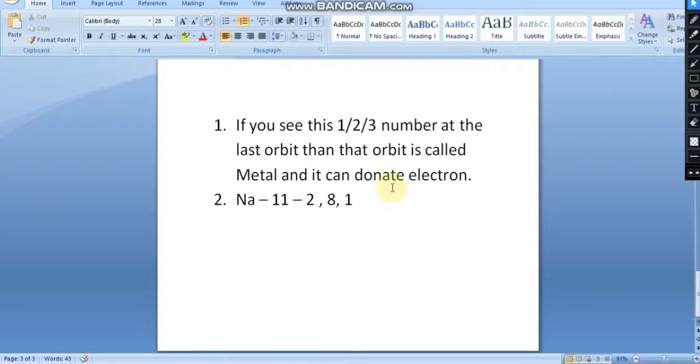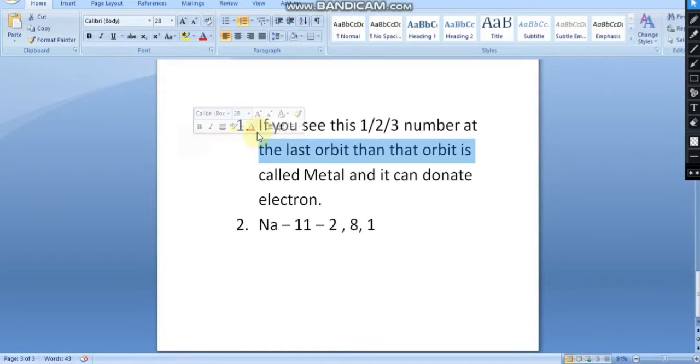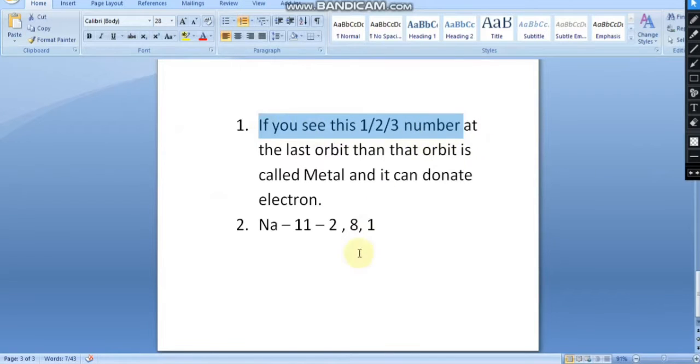Now, friends, from our given statement we have learned that the first orbit is 2, the second orbit is 8, and the last orbit is 1. And this last orbit of 1 is called metal and it can donate electrons. But how? If this type of question comes in an exam, you will write equals 2, 8. That means it is donating an electron.